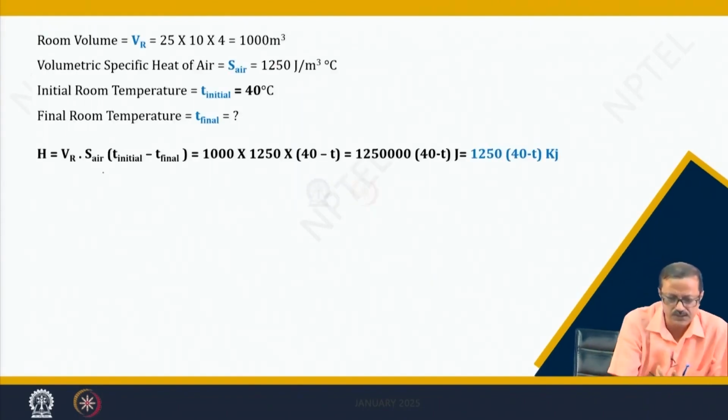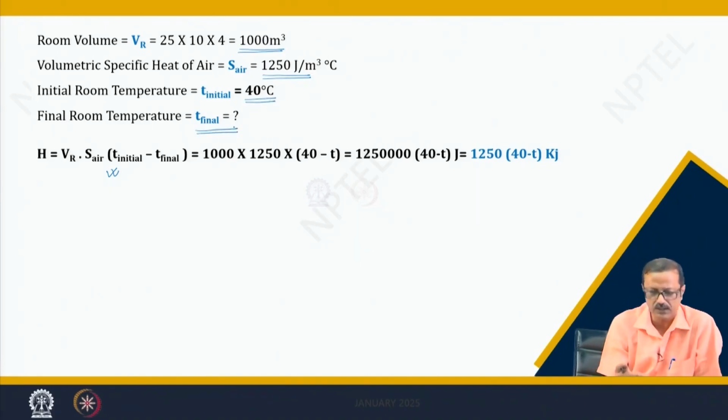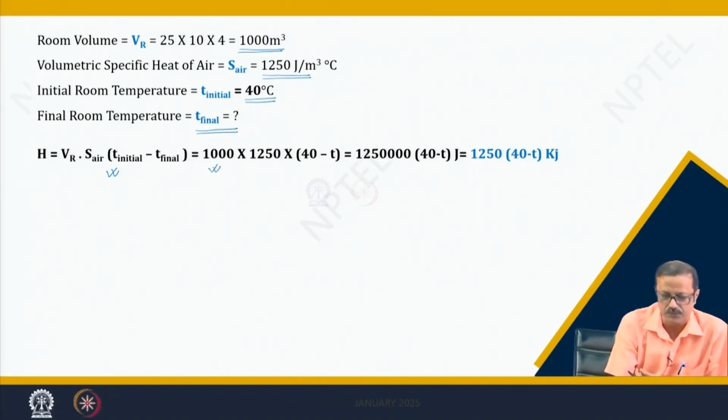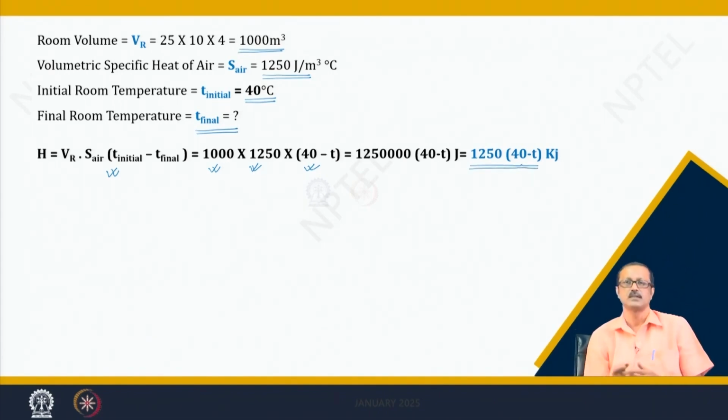Similarly, I have to find out now H. The equation is this, where I know the room volume is 1000 meter cube, and the volumetric specific heat of air, and I know the initial temperature, but I do not know the final temperature. So, that will be the unknown in this equation. I put the V, I put the S of the air, I put the temperatures, and finally it has to be something like 1250 multiplied by 40 minus T kilojoule.